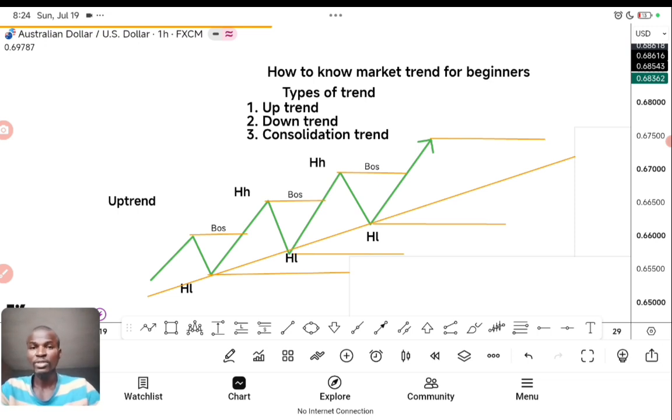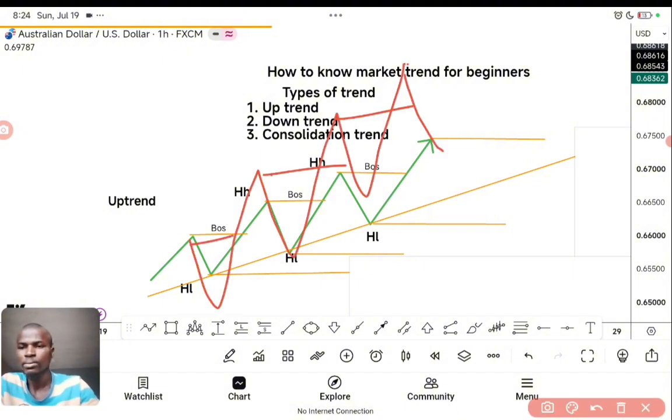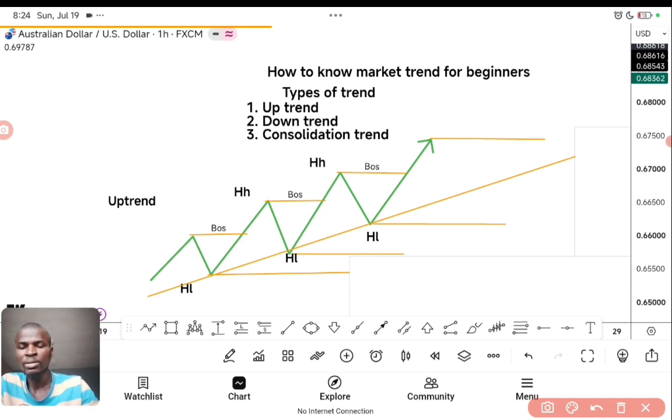There are three types of trends. We have an uptrend, we have a downtrend, and we have consolidation. In an uptrend, the market moves to the upside. As you can see, the market is moving to the upside.